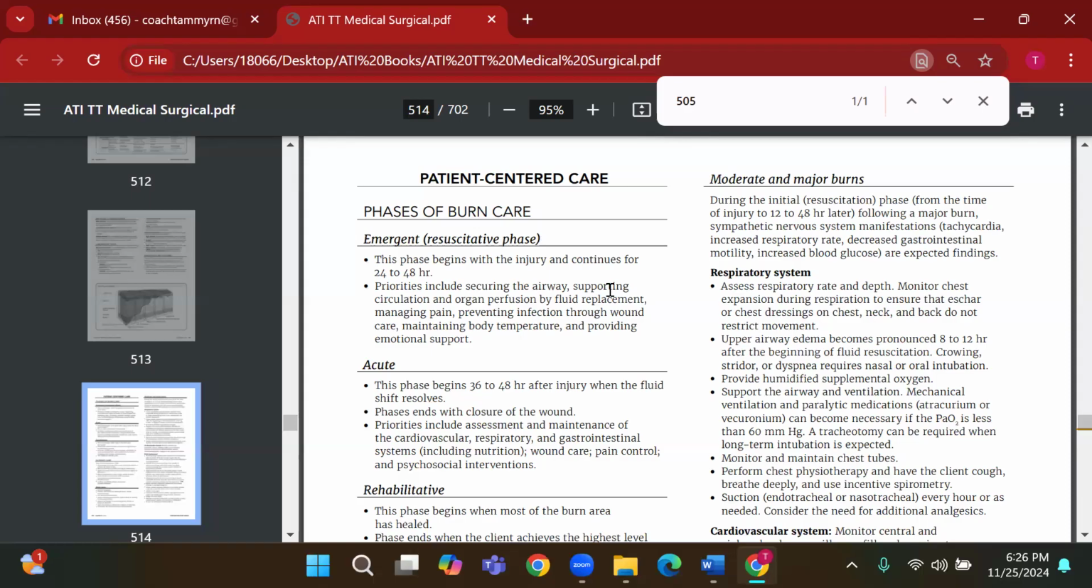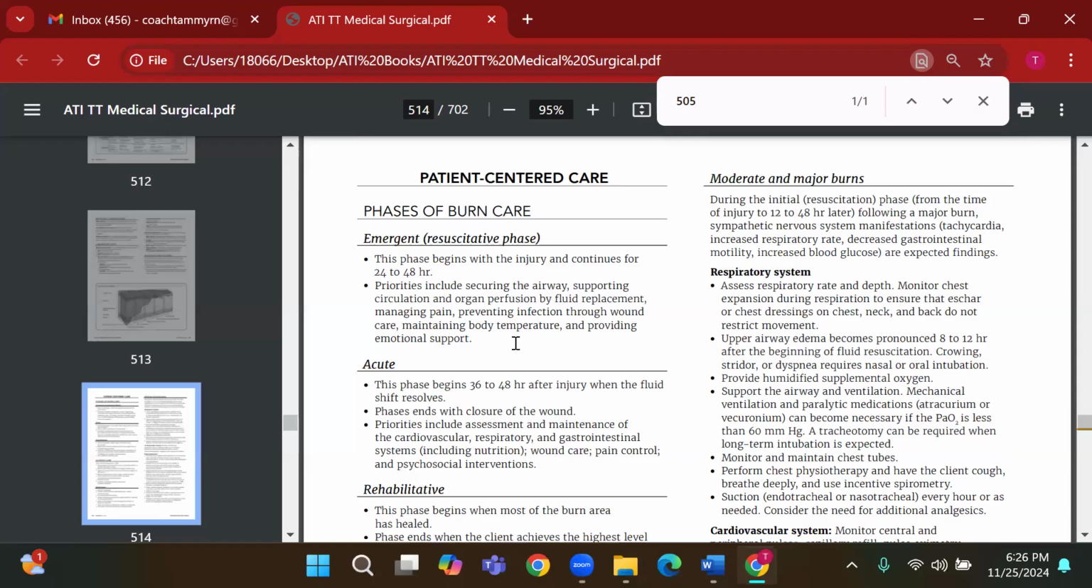And we need to see how is their blood circulating, because truly, if a big percentage of your body is burned, so are your vessels, right? And you're not going to get that perfusion around the body. So another thing that's really important is maintaining body temperature and providing emotional support, obviously.